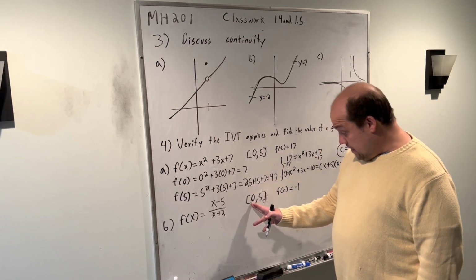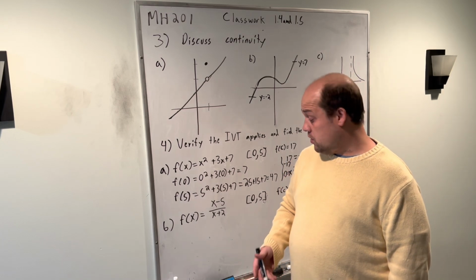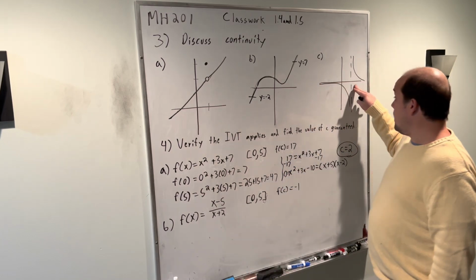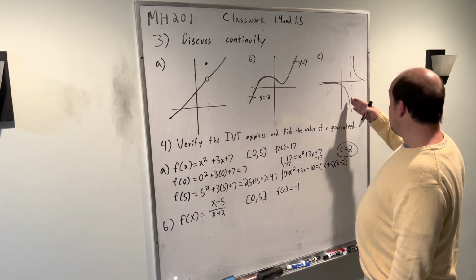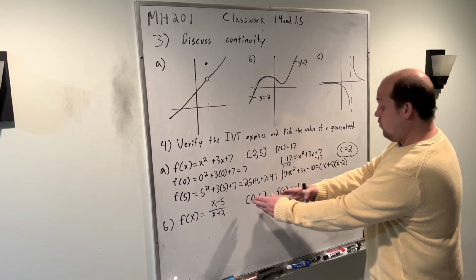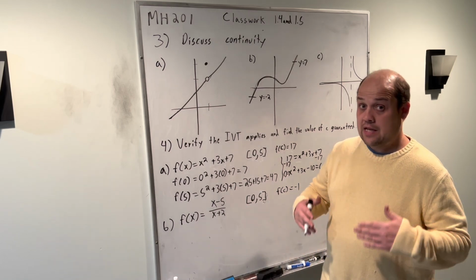-2 is not in between 0 and 5, so it's not going to cause a problem over our interval. So even though this would end up being something that looks like our asymptote here, where the asymptote's actually occurring isn't in the region that we're looking for. So we can move forward with the IVT.